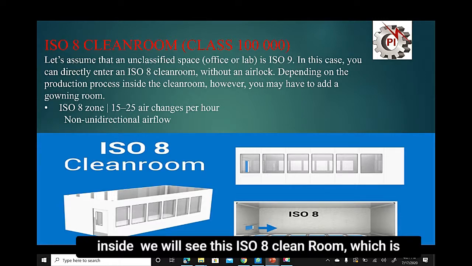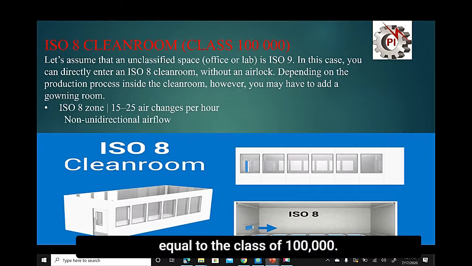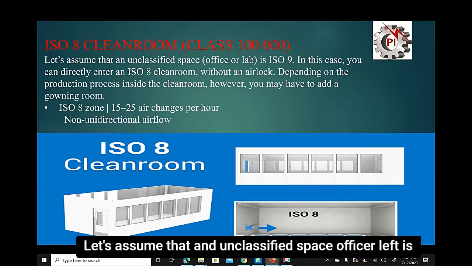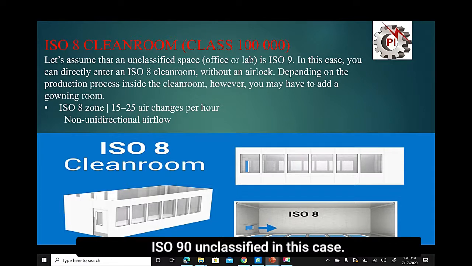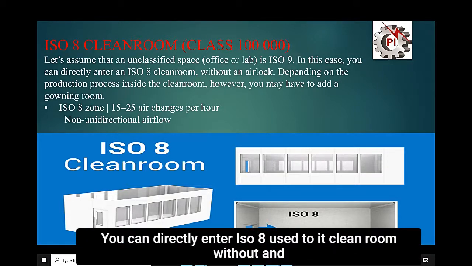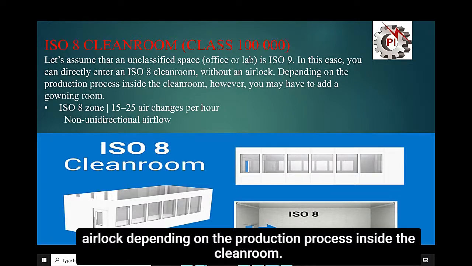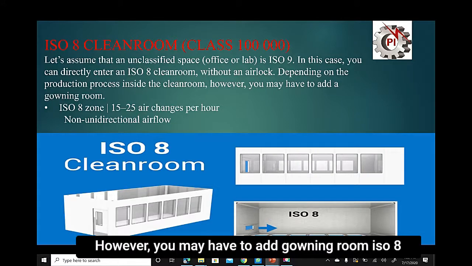We will see the ISO 8 clean room, which is equal to class 100,000. Let's assume that an unclassified space, office or lab is ISO 9. In this case, you can directly enter an ISO 8 clean room without an airlock. Depending on the production process inside the clean room, however, you may have to add a gowning room.